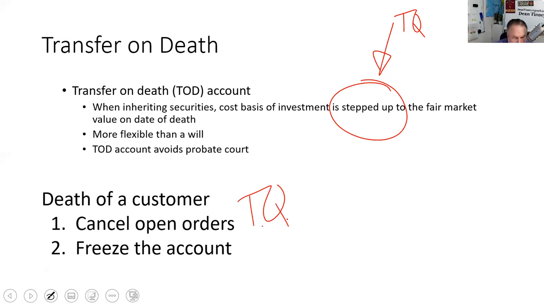Death of a customer, we all cancel the open orders and freeze the account. We're waiting for the legal documentation. We need the legal department to help us out with an affidavit of domicile and letters testamentary. And so what I'm not supposed to do is liquidate the account, right?